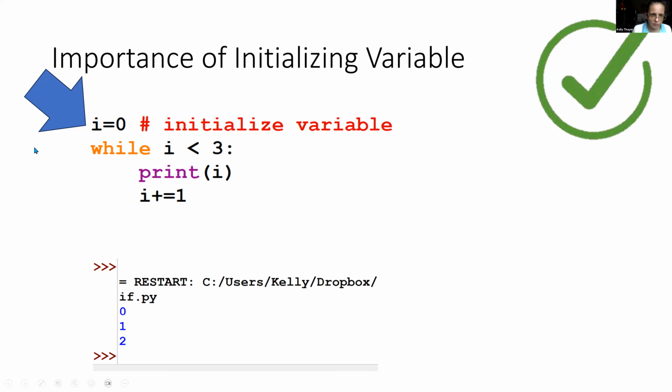We go back to the top of the loop. I being 1, is that less than 3? Yes, print I, 1, right there. I plus equals 1 increments it up to 2, back to the top. Is 2 less than 3? Yes, so we print 2.